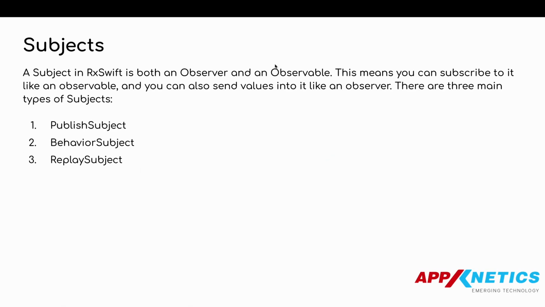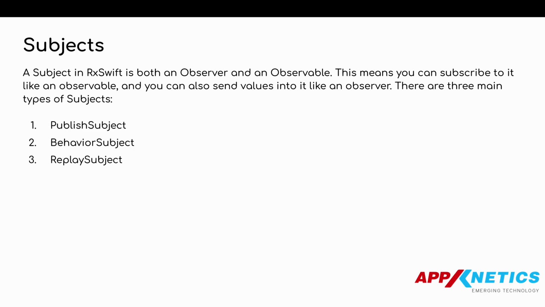A subject in RxSwift is both an observer and an observable. This means you can subscribe to it like an observable and you can also send values to it like an observer. There are three main types of subjects: publish subject, behavior subject, and replay subject. I will walk you through a practical example for each of them. In this video, we will discuss the publish subject in detail. So let's get started.